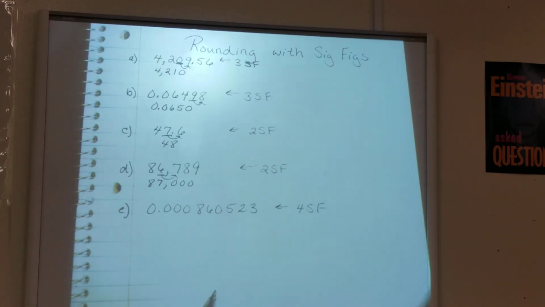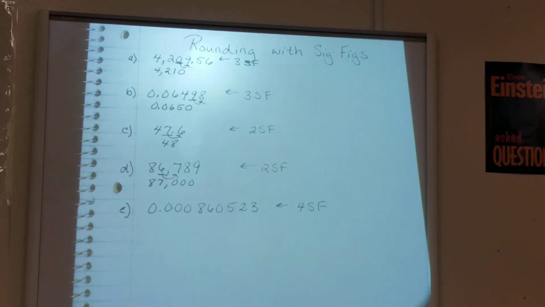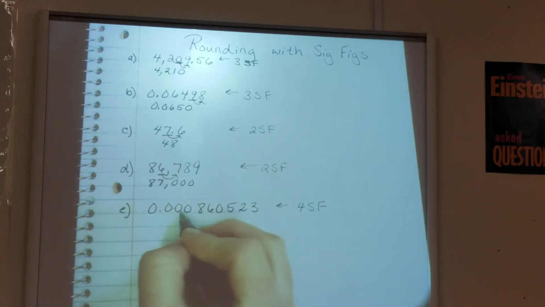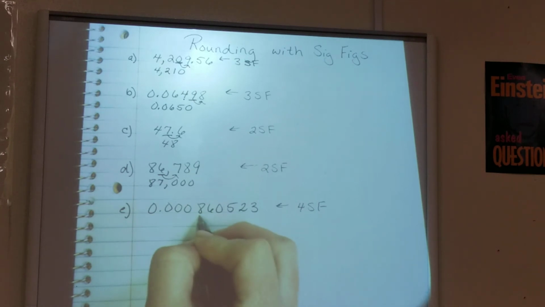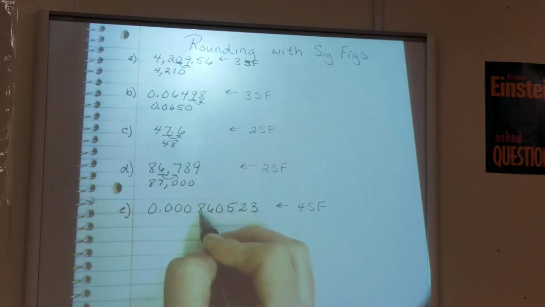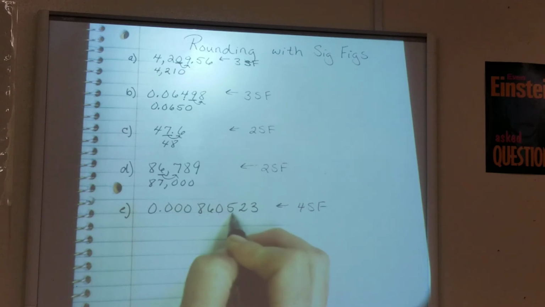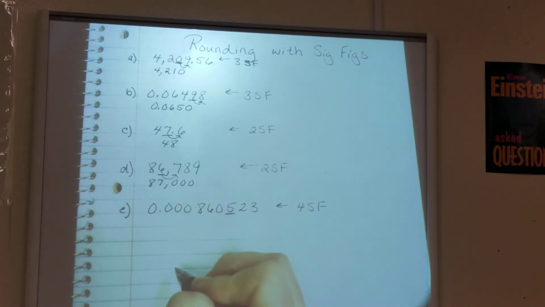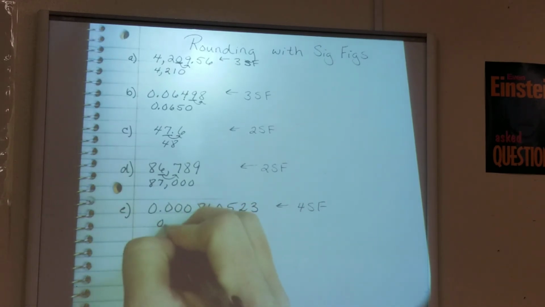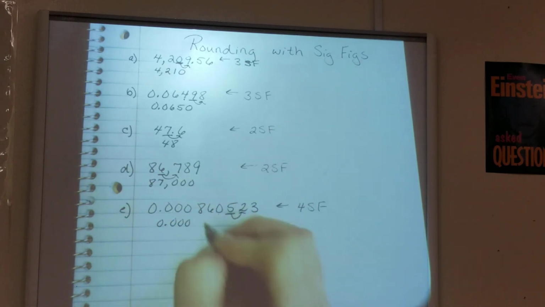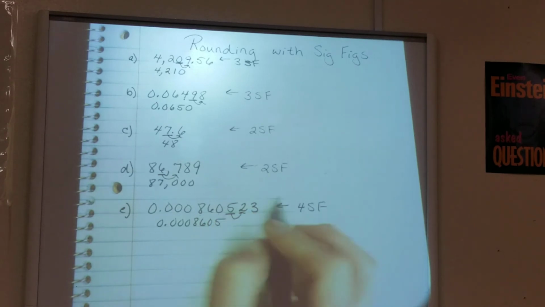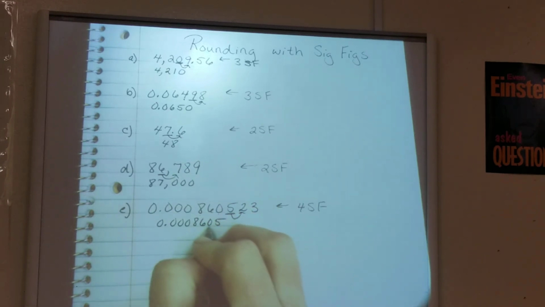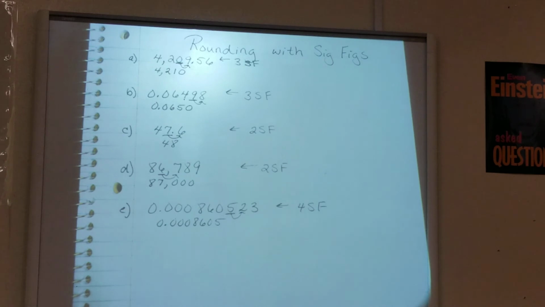Last one, 4 sig figs. Don't count these, they're not significant. So start with the 8. Leading zeros are not significant. 1, 2, 3, 4. I need to stop right there. That's 4 sig figs. I'm going to use this number. It does not bump it up. It is 4 and below. So my answer, those placeholders, 8605. Don't bump it up. That has 1, 2, 3, 4 sig figs. So that's how I would round that number.